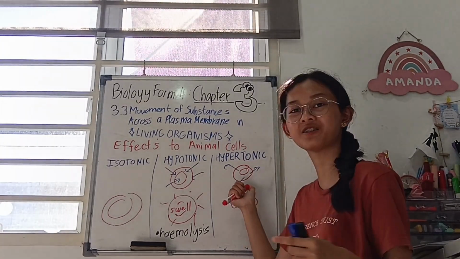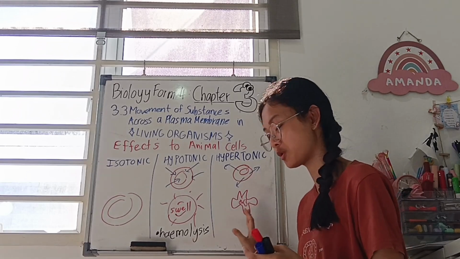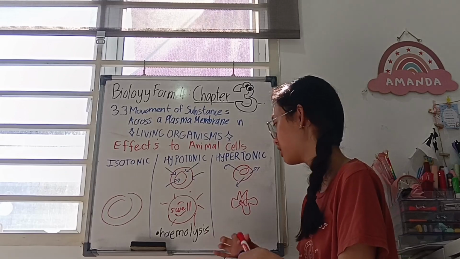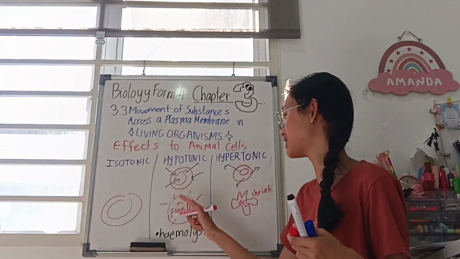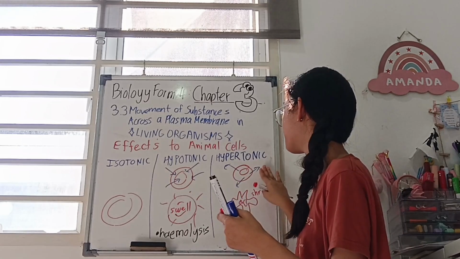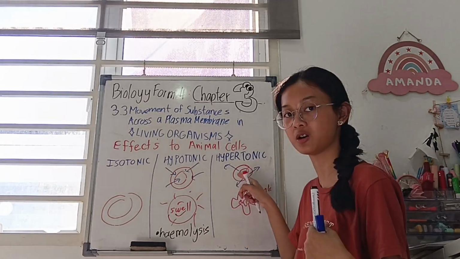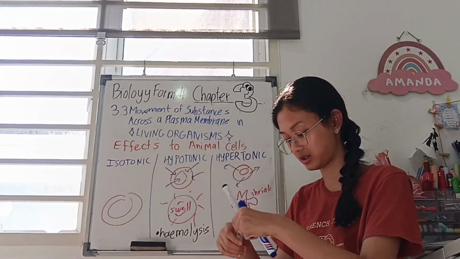So the water go out already. The inside has no more water. Okay, not no more water. There will be less water, so the cell will shrink. In this one, the water go in, the cell will swell and burst. But for hypertonic, the water in the cell will go out, and then the red blood cell will shrink.